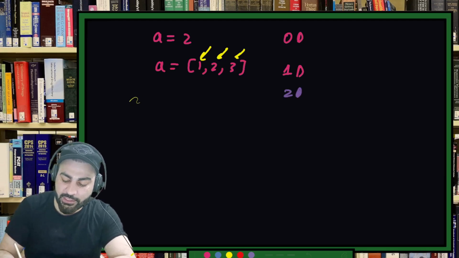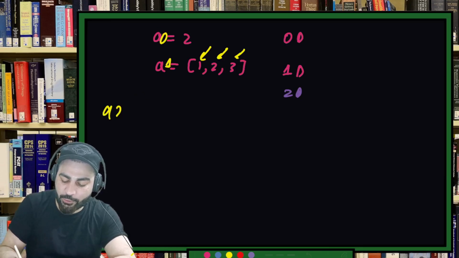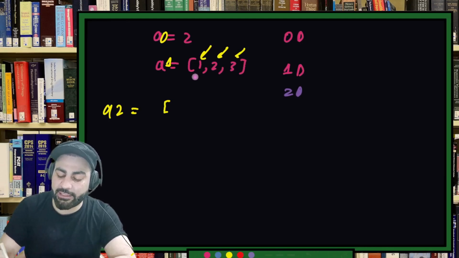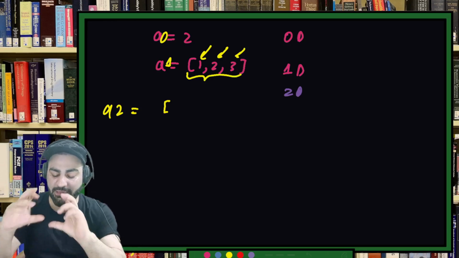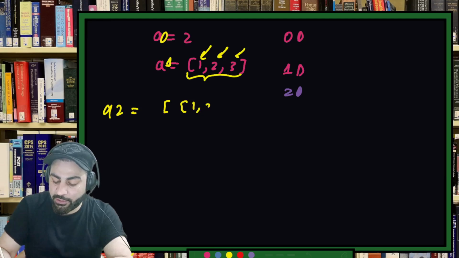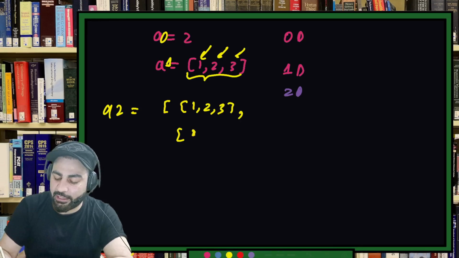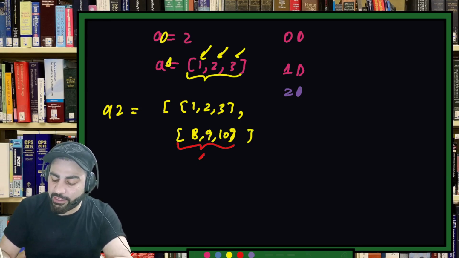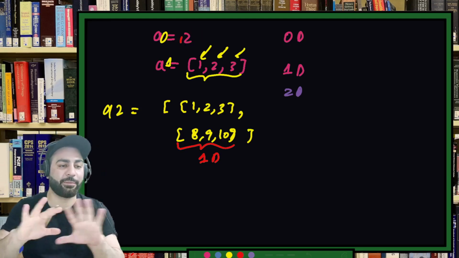So I'll write A0, A1, and now A2. How can I write A2? You have a brace, and within that, each element is a 1D vector. So I can write [1, 2, 3], then a comma, and the second element is also there, [8, 9, 10], let's suppose. Then we'll put the outer braces. Each of these over here is a 1D array. In here, this is a scalar. A scalar is the basic building block.